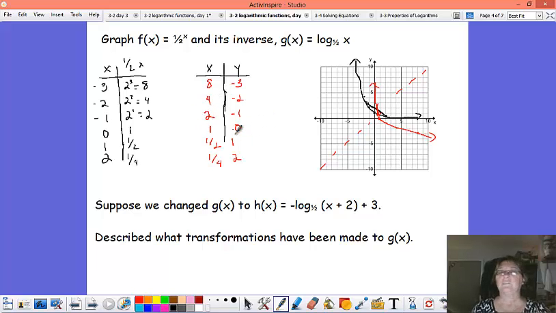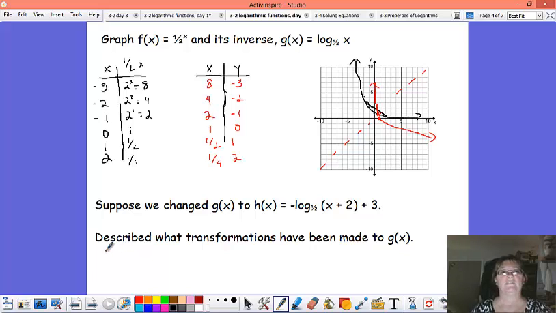These logarithmic functions are no different from any other functions. They can be transformed in the same way. So now we're going to give you a little memory test here. Suppose we took our logarithmic function above here and we changed it this way. We put a negative in front of it. Inside, we put a +2, and outside we have a +3. Can you remember what transformations we've made to that function?